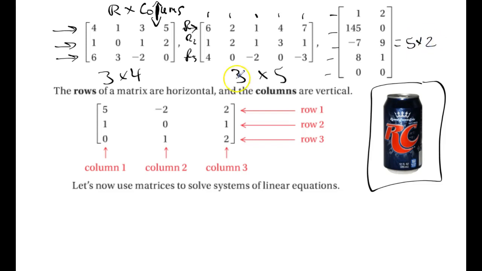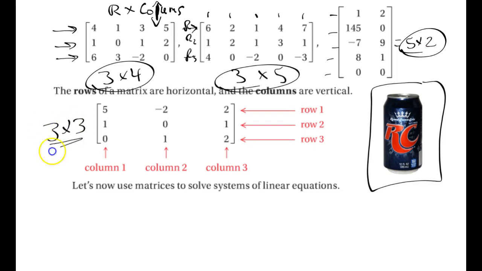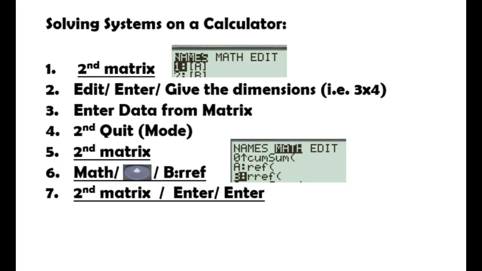You need to know how to find the dimensions first of all. We could talk for a whole lesson about how to multiply matrices together and add and subtract, but I don't want to get into all that. Here's just the dimensions, because we don't need to add and subtract matrices to solve a system. So this one is a 3 by 3 matrix, or a square matrix sometimes. Here are the directions. You could probably pause the video and copy these down, but these are the steps that we're going to be doing in the examples. I'm going to explain them as we go through the video.